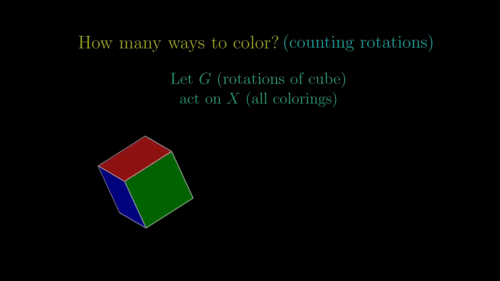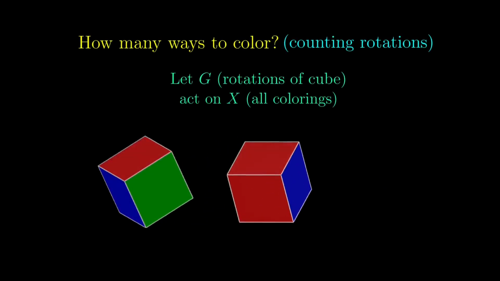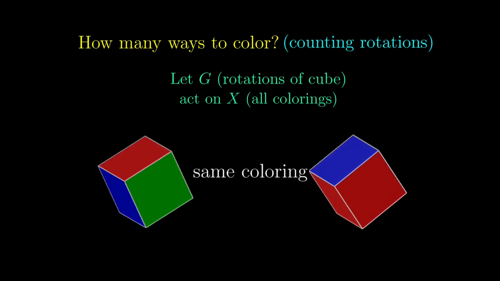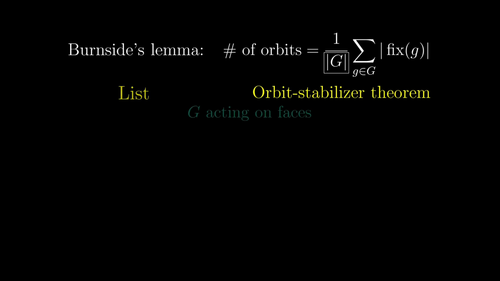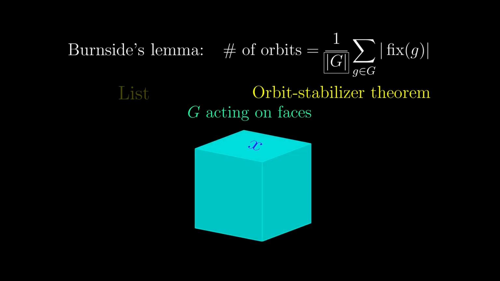Let's go back to the original problem. We want to find the number of orbits under the action of rotations on the set of all colorings of a cube. Let's look again at the formula from Burnside's lemma. The first thing we need to evaluate is the size of the group. Of course, you can list them all out, but in practice, it is very likely we miss some symmetries, so we can use the orbit stabilizer theorem, but on a much simpler action. Instead of acting on the set of colorings, we simply act on the faces. In this cube, we pick this top face as the little x.